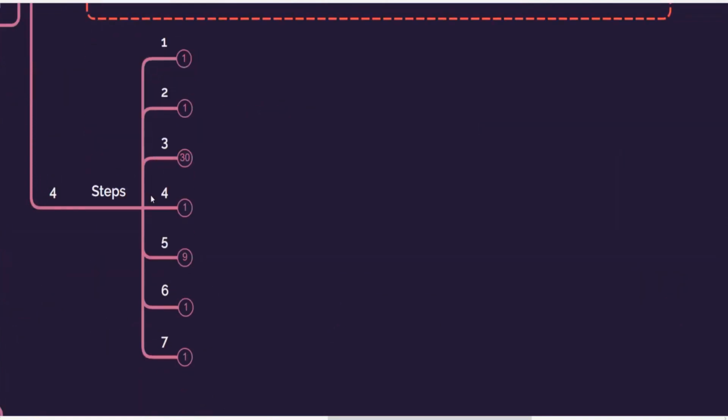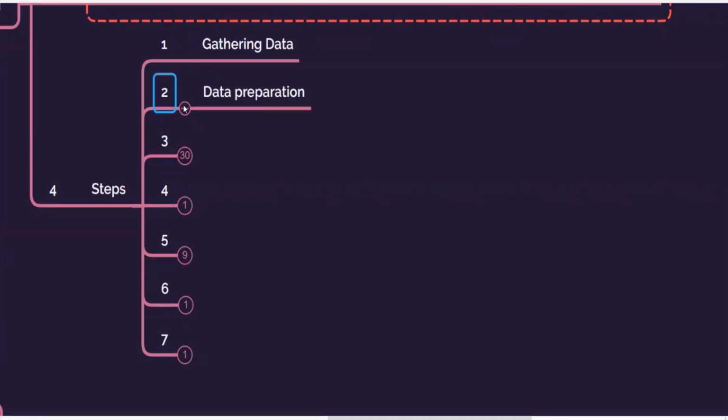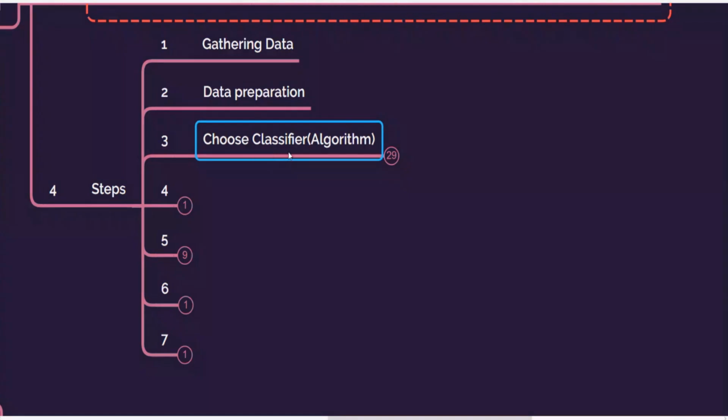So we have already seen the 7 steps, right? We will see them one by one. First is gathering the data, then data preparation is there. We are going to see what are all the algorithms we are going to use one by one.